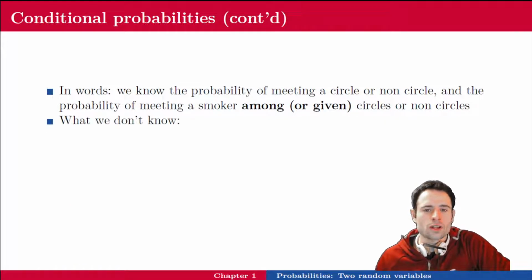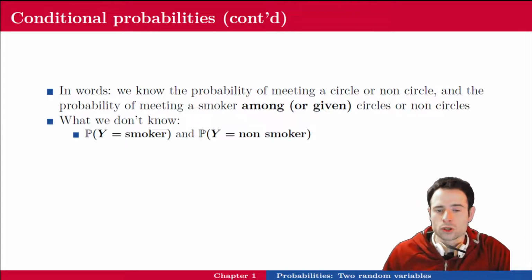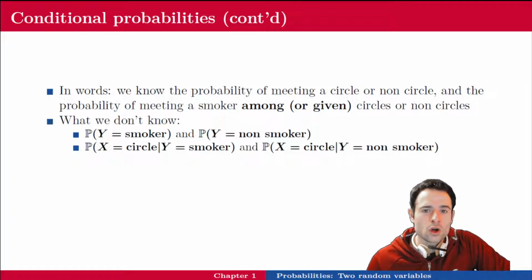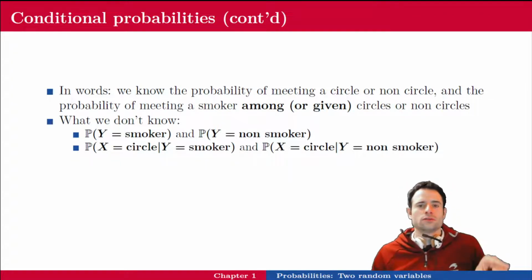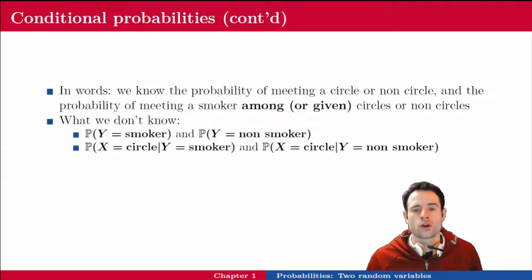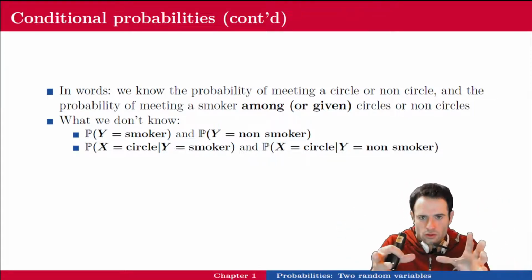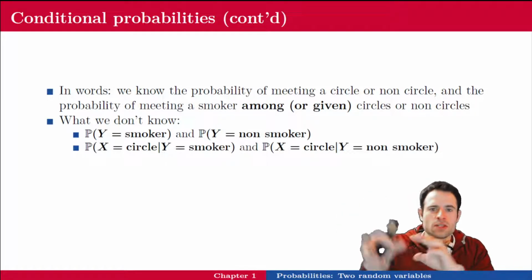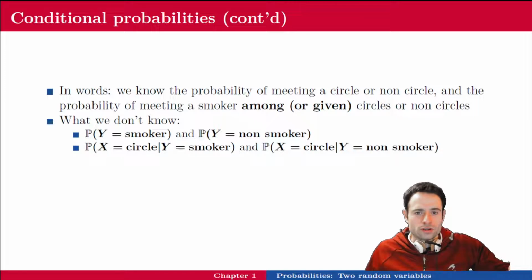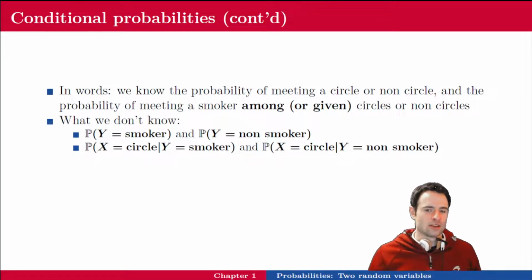So here is what we don't know now. We don't know the probability of a smoker and a non-smoker. We don't know if I meet a smoker. We don't know the chance that this is a man or woman, or this is a circle or non-circle. What we know is, once I look at circles, I know the probability of looking at smokers. But once I look at a smoker, I don't know the probability of finding a circle.